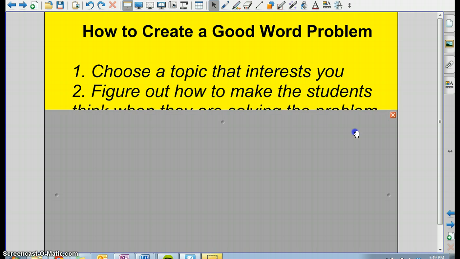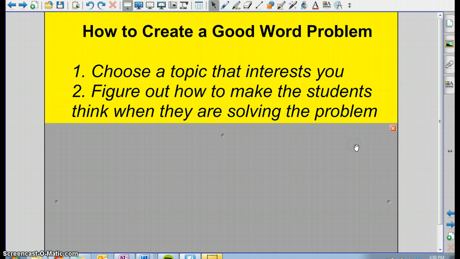There's the first thing. The second thing is to figure out how to make the students think when they are solving the problem. We don't want to just spoon feed the students and make it so black and white that they don't have to think at all when they solve it. So I challenge you as the creator of the word problem to word the problem in a way that makes the students think, not necessarily to trick them, but to make them have to pull multiple concepts together.